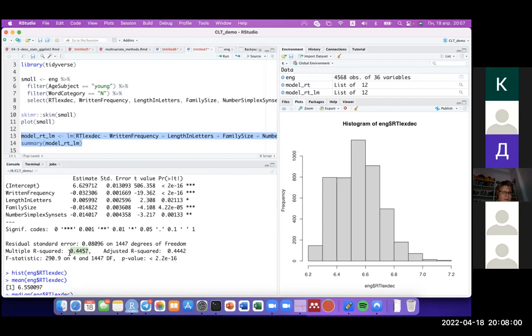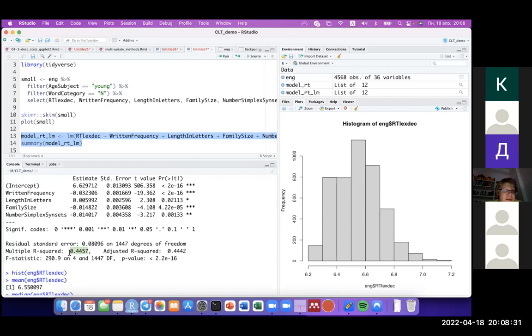Is it one and zero? No. What does it mean when you have zero multiple R squared? When RSS divided by TSS. Mm-hmm. No, it's not RSS by TSS. It's one minus RSS divided by TSS.